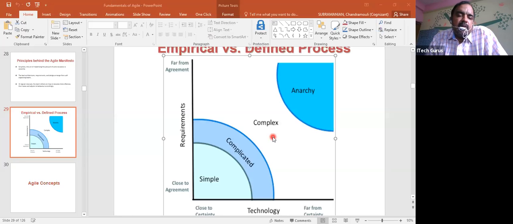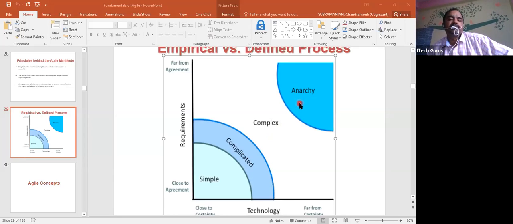Yeah, there are some problems that will get carried forward. But in the anarchy space, it is better not to use any methodology. No other methodology will be helpful. Even if you do waterfall, it will fail. If you do Agile, it will also fail here. So this spectrum is very important. Okay, any questions here, team?